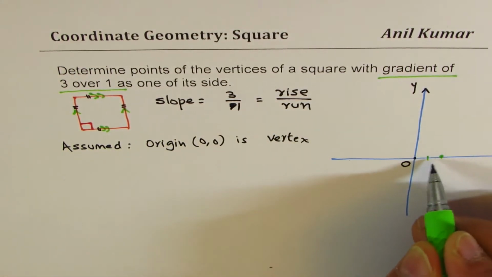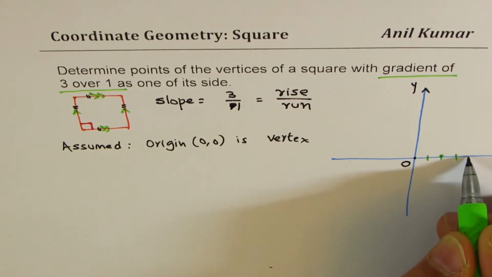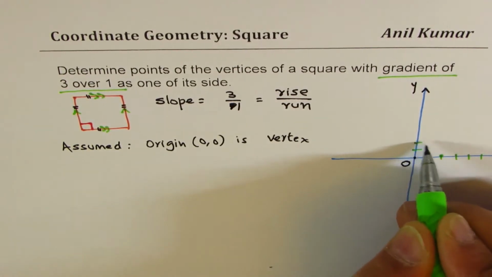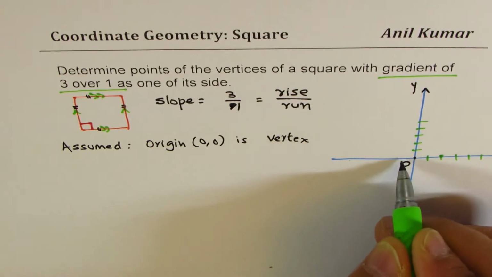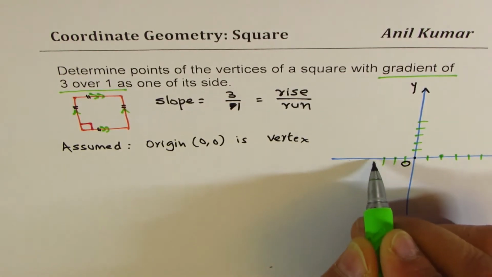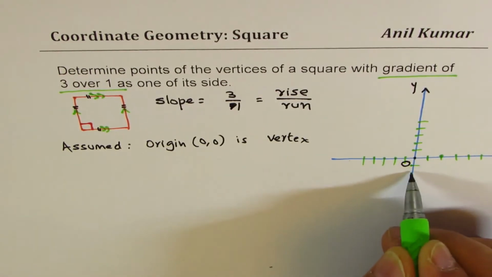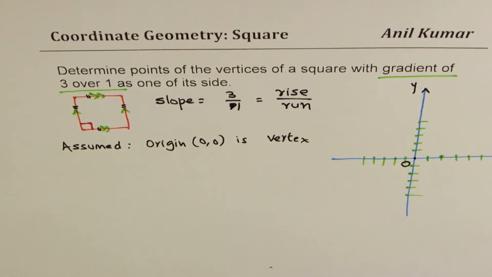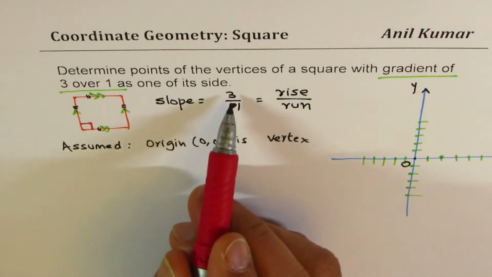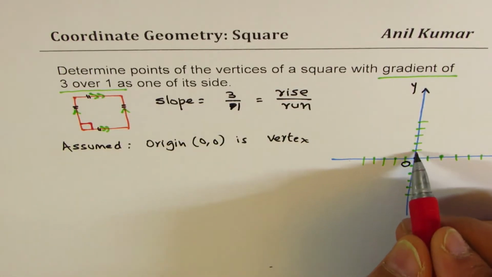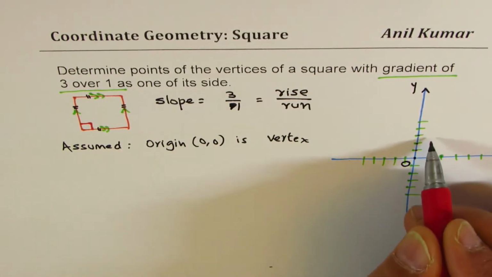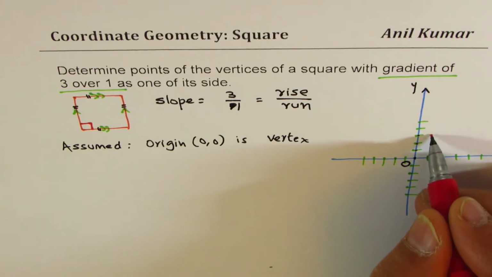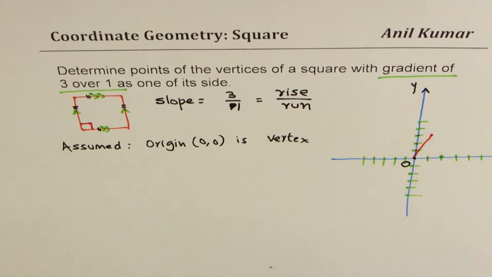So let me just make some scale here. It's 1, 2, 3, 4, 5. So when we say gradient of 3 over 1, that means we go up 3, 1, 2, 3, and run of 1. So that becomes one side of the square.